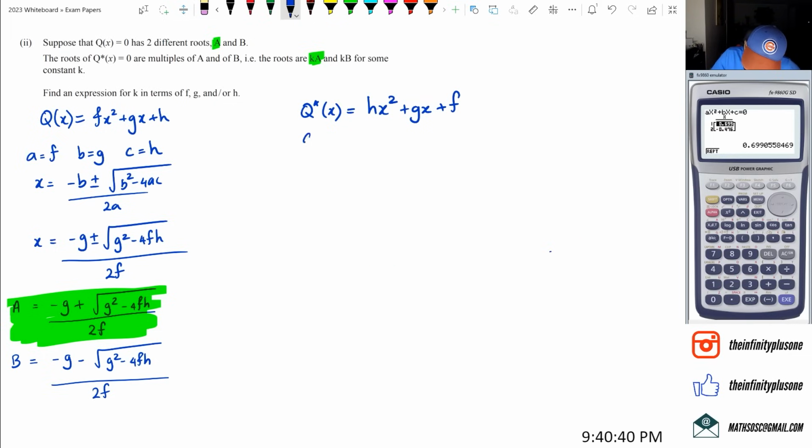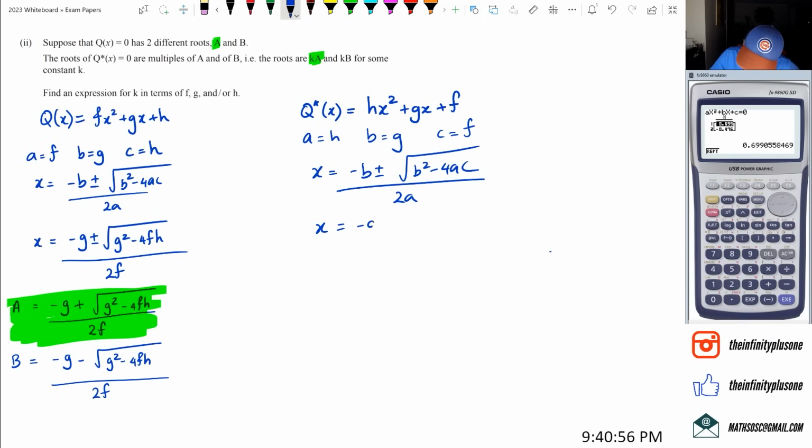So in this case, I've got a is equal to h, b is equal to g, and c equals f. So once again, quadratic formula: minus b plus or minus the square root of b squared minus 4ac over 2a. So I've got minus g plus or minus the square root of g squared minus 4 times h times f over 2h. And I'm hoping you guys can kind of see something happening here, but let's keep going.